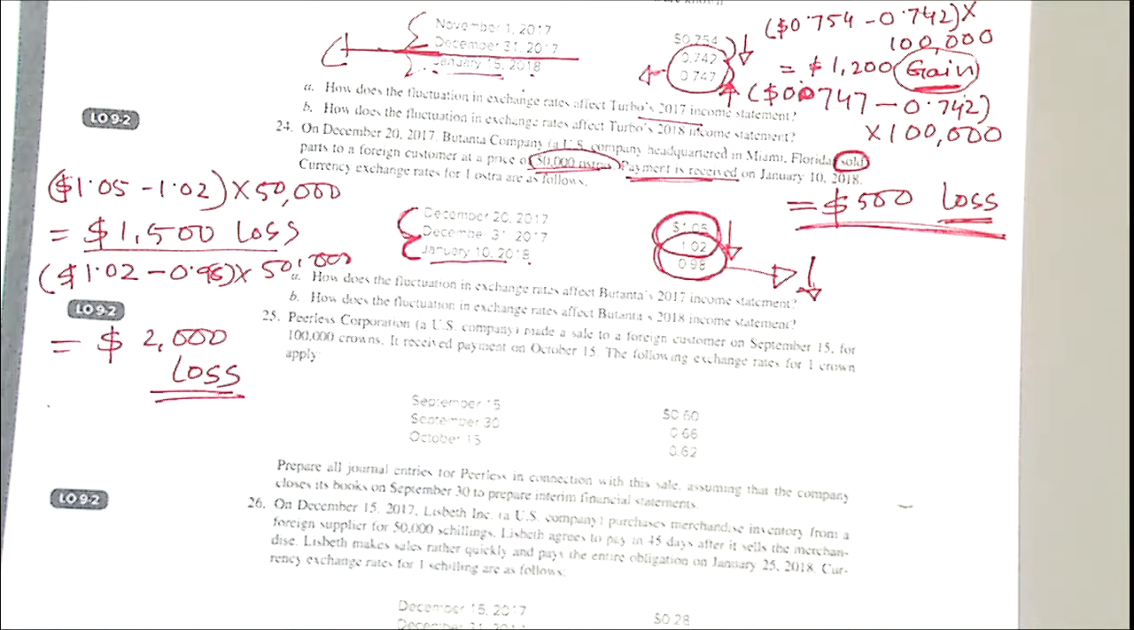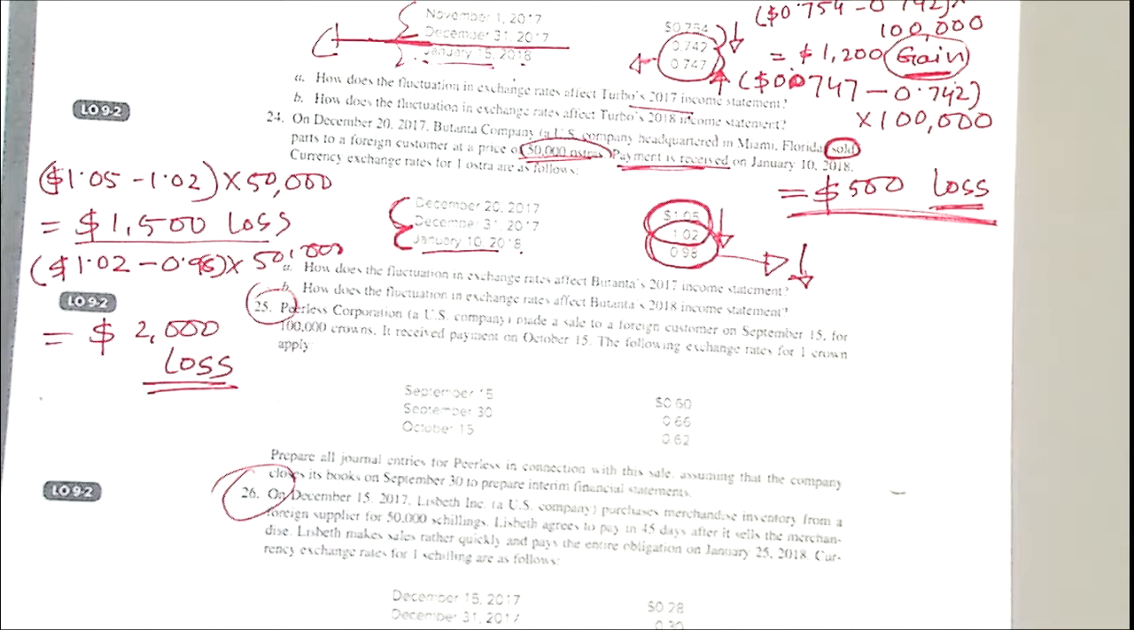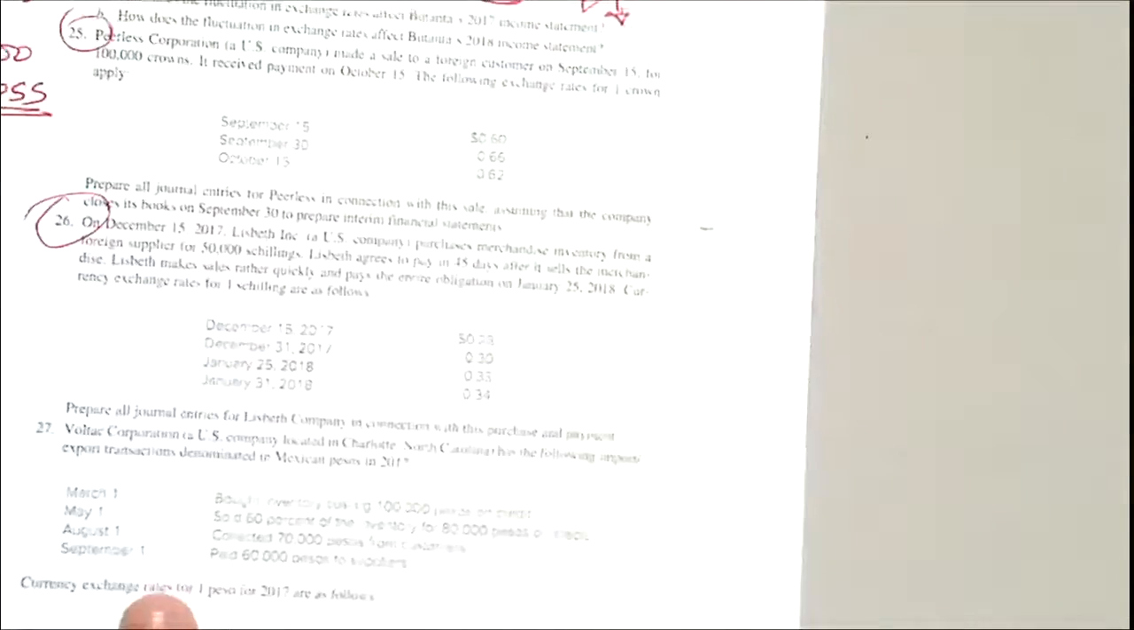Now, we're going to do number 25 and 26. This time we'll do the journal entries, and that's the only journal entries you will have. Those who love journal entries will be happy. Even those who don't love journal entries will be happy because this is a very simple journal.